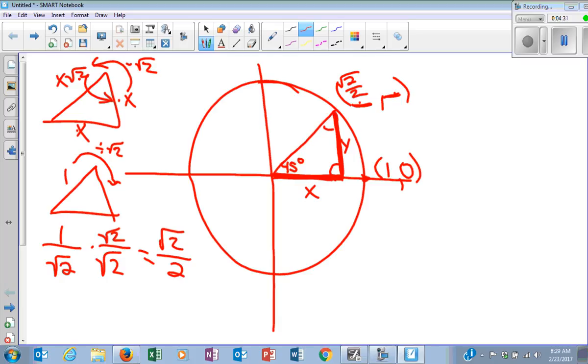What is the length of this leg? How high up? Look, it says it's x and x, right? So both of these are the same. So this is square root of 2 over 2, and this one is also square root of 2 over 2. Those are the ordered pairs for my unit circle for 45 degrees. Does that make sense so far? Good? We have one more triangle we need to do.